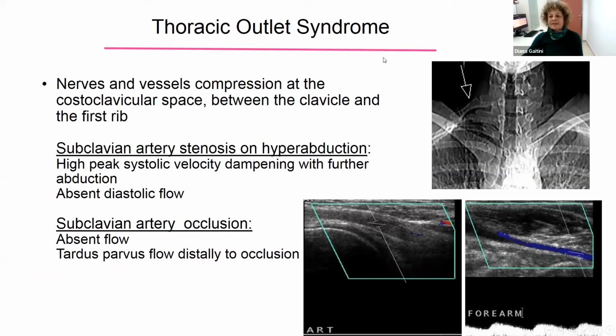Thoracic outlet syndrome is a compression of nerves and vessels at the costoclavicular space between the first rib and the clavicle. In most of the cases, we will see a cervical rib, and here the subclavian artery may be stenotic or even occluded. The stenosis is higher on hyperabduction. From a high peak systolic velocity, we will see a dampening with further abduction and an absent diastolic flow. In case of occlusion, we don't have flow and have a tardus parvus flow distally in the forearm.